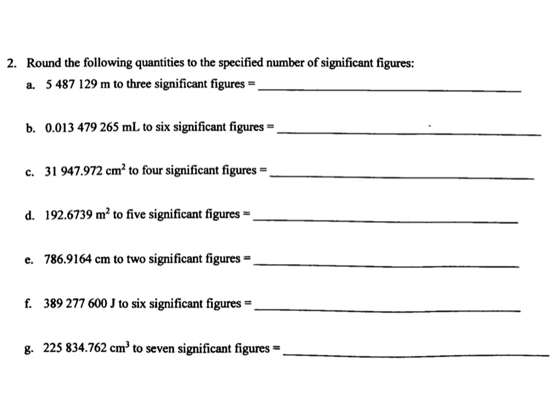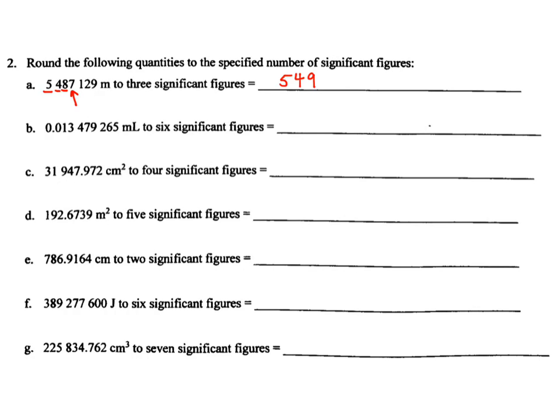Okay, for number 2, what we are doing is rounding to the specified number of significant figures. So here we have 5,487,129 meters. Round that to 3 significant figures. Well, we have all non-zero digits here. So basically we have to take the first 3, 5, 4, 8, and then we look at the fourth number, which is 7, that tells us what to do with the 8. So 7 would cause the 8 to round up. So we start off with 5, 4, 9.